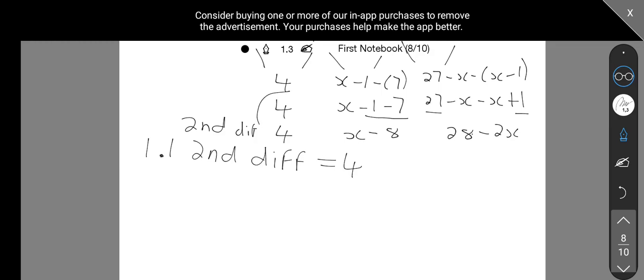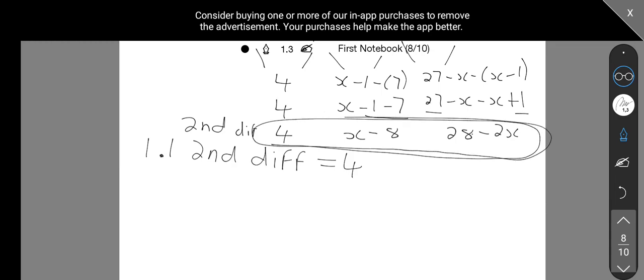This means that since here it's 4, even x minus 8 must be equal to 4. Even 28 minus 2x must be equal to 4. All these things which are here must be equal to each other. They must be the same.